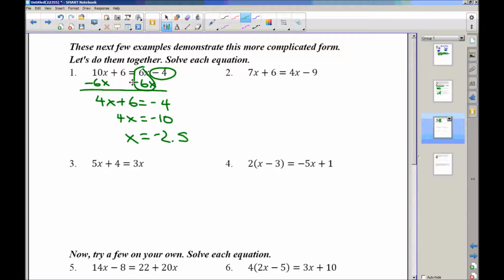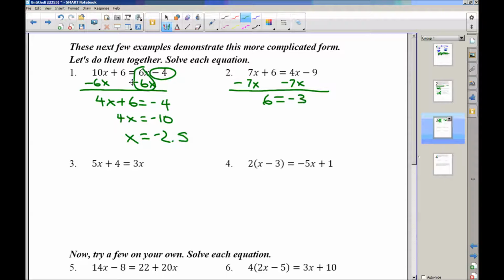Number 2. Same thing. 7x plus 6 equals 4x minus 9. Normally I would do minus 4x, so I can have positive x's on the left side. I'm going to go ahead and do minus 7x just to show you that it'll still work out. So this will make 6 on the left side.